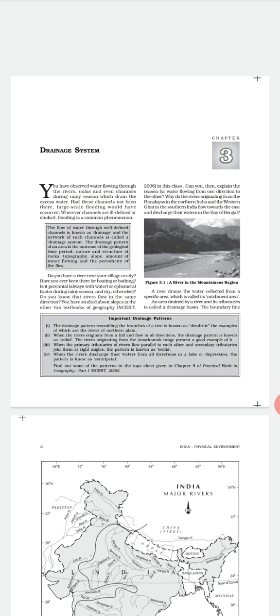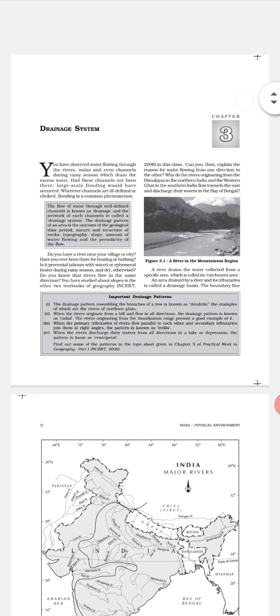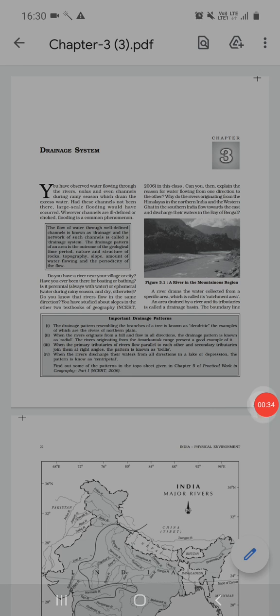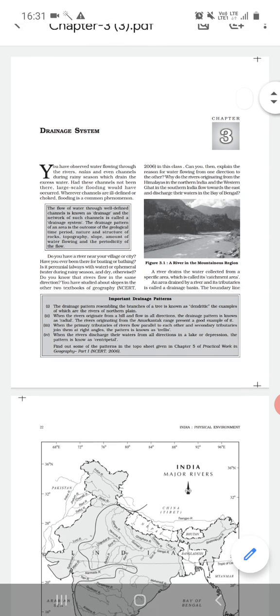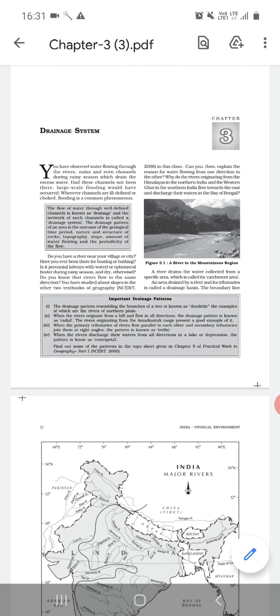So before we begin with our topic, let me introduce what we mean by drainage. By drainage, we mean the flow of a river channel in a particular direction, or flow of a well-defined channel, is known as drainage. Drainage developed because of slope. Slope is the major factor which is responsible for the development of a particular drainage.